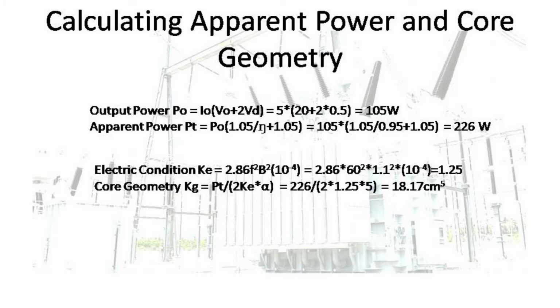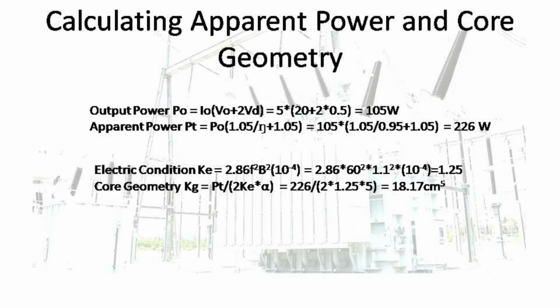Now, with our transformer design, we should calculate our apparent power first. But with apparent power, we need to calculate our output power, which is PO. Now, our output power PO has the formula of IO, or output current, times V naught, which is the output voltage, plus 2 times the diode drop voltage. Now, in our example, it will be 5 times 20 plus 2 times 0.5. If you plug in the formula, it will be 105 watts.